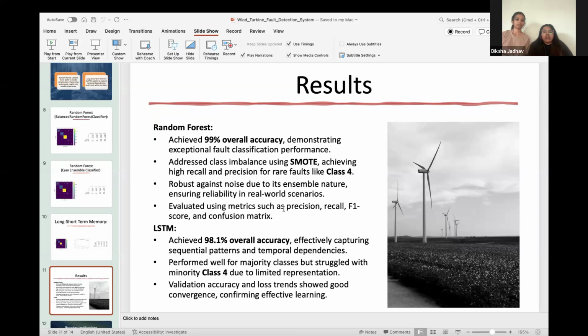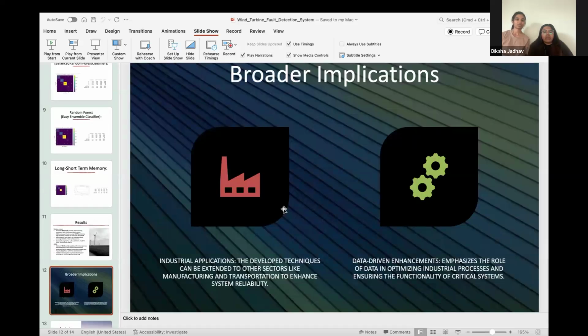Now, talking about the broader implications of this project, we can go beyond this. Predictive maintenance can be applied in industries such as manufacturing, to prevent machinery breakdowns. It can also be used in healthcare for early detection of equipment failures in hospitals, and in transportation to monitor the health of vehicles and to reduce accidents.